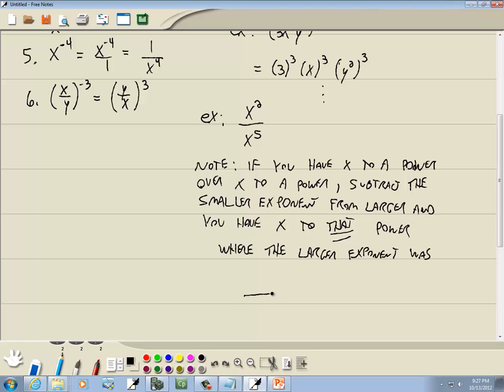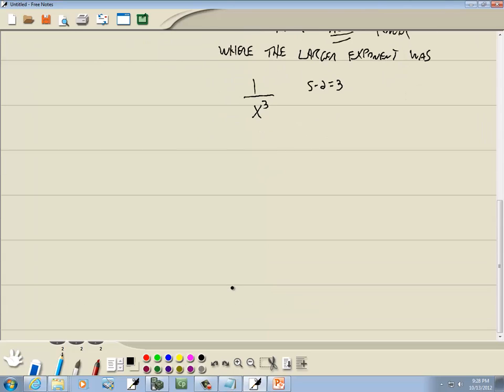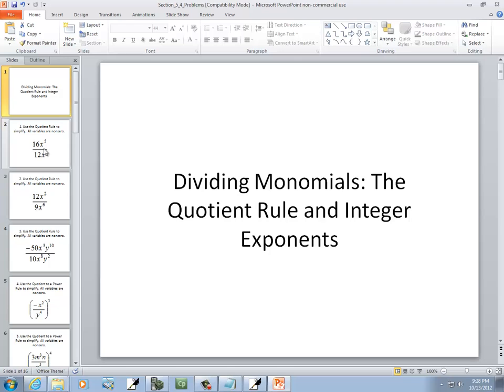Well, what does that mean? Here we've got x squared over x to the fifth. This is subtract a smaller exponent from a larger one. So 5 minus 2 gives us 3. And we have x to this power where the larger exponent was. The larger exponent was downstairs, so we're going to have x to the third power down there. Now with a fraction, if everything disappears, you're always left with the 1, which becomes visible, I guess I should say. I better go to bed. But anyway, we'll see more of those.